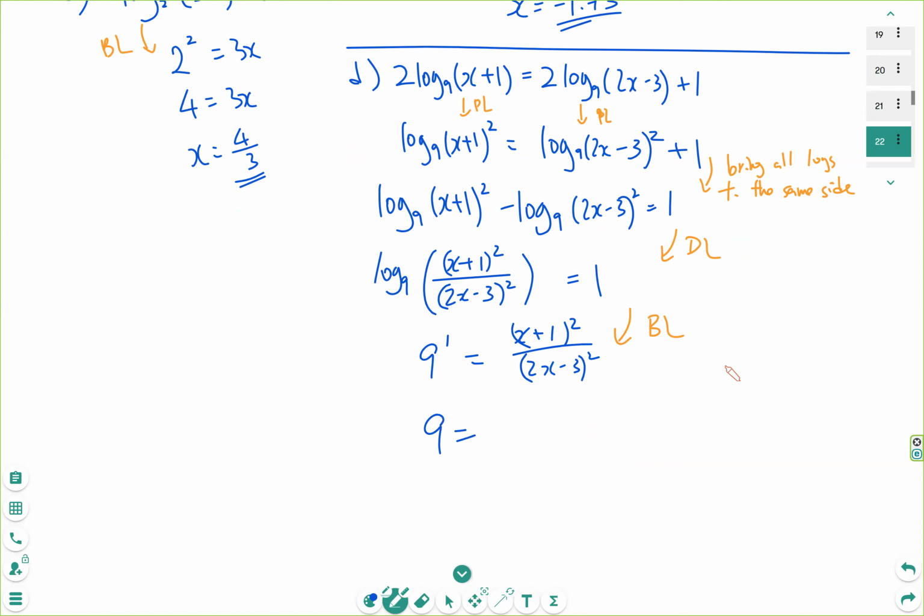So (x plus 1) squared. The shortcut for expanding a double bracket: x squared, 1 squared is 1, and then multiply the 2 terms together. x times 1 is x, times 2 is 2x. Denominator, do the same thing. Square of 2x is 4x squared. Minus 3 squared is positive 9. For the middle term, 3 times 2x is 6x. Double it, 12x. It's negative because you have minus 3 times 2x.